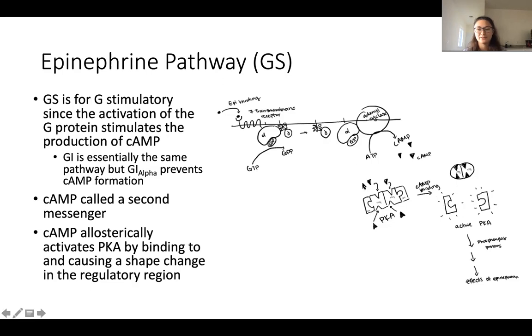Like I said, cyclic AMP is called the second messenger. There are other examples of second messengers. If you're interested, you can look in the book about the GQ pathway that uses a second messenger that I believe is called PIP3. And then also, with this binding of PKA, you see that for each regulatory region, 2 cyclic AMPs bind to the regulatory region, and those are going to change it allosterically, which I mentioned, but also this binding is cooperative. So once one binds, the other one is much more likely to bind.